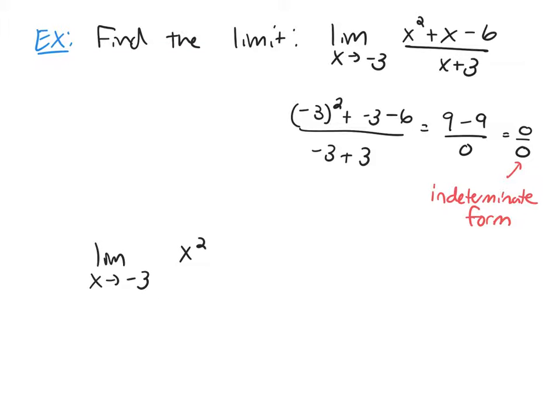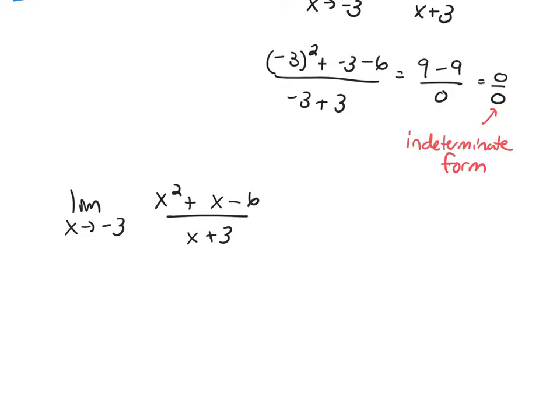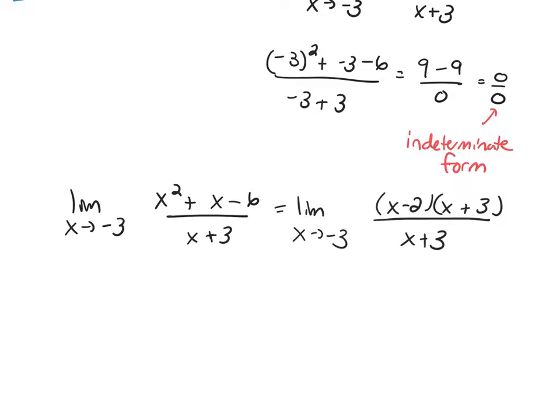So for here, notice that I have a rational function. I have a polynomial over a polynomial. So what we could do is factor here. And really, the bottom doesn't factor. The only thing that factors is the numerator. And it factors into x plus 3 and x minus 2.